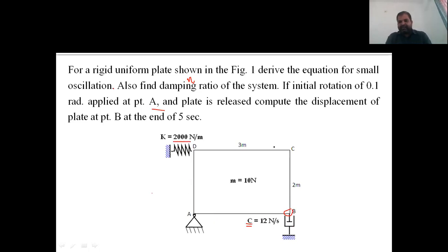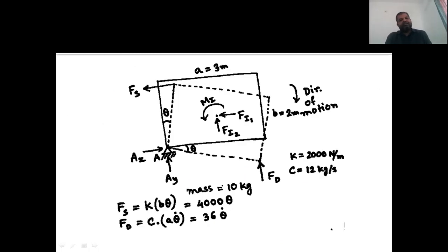This plate is having this side 3 meter, this 2 meter, and the mass of the plate is also required to be considered. So the inertial effect will also come into effect. Let's see now. First, let us try to draw the free body diagram of this.